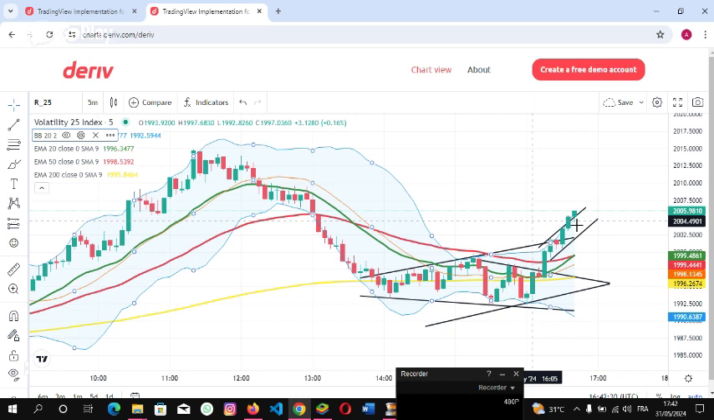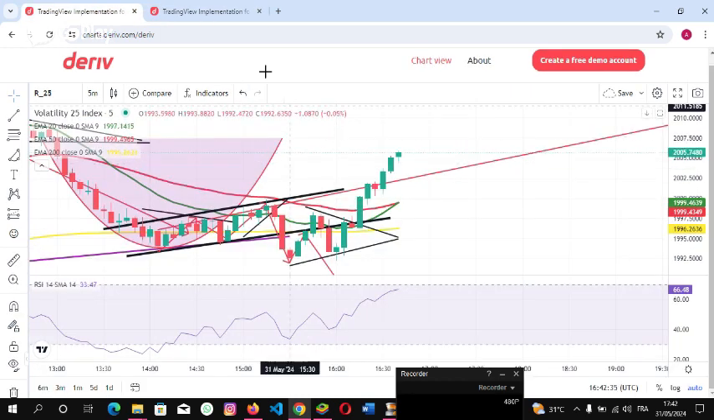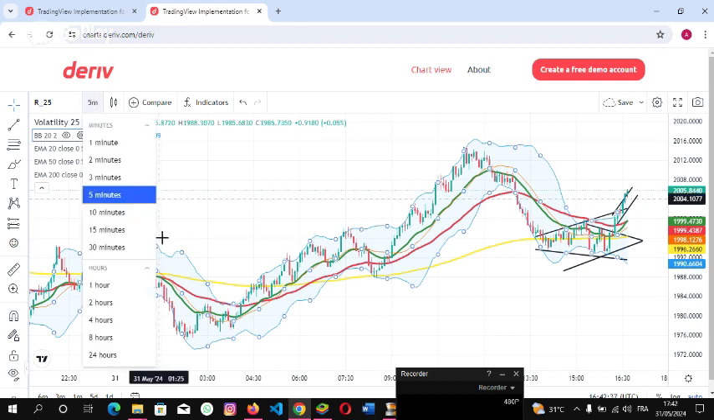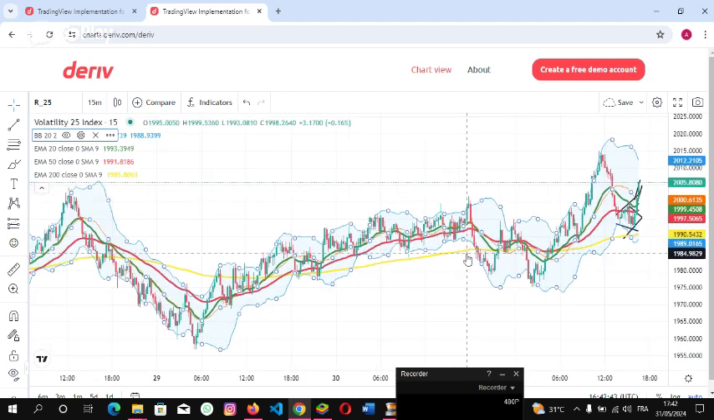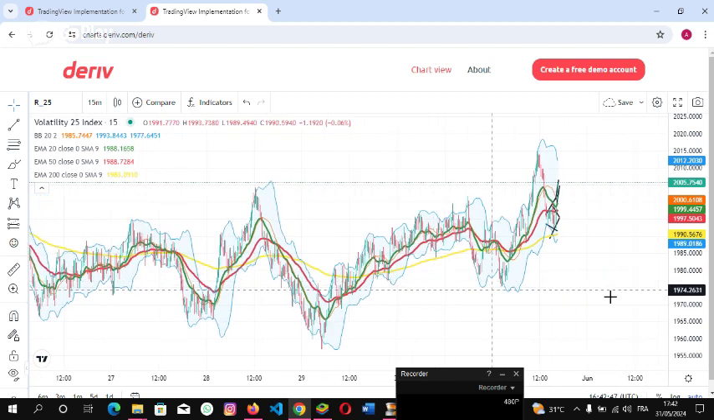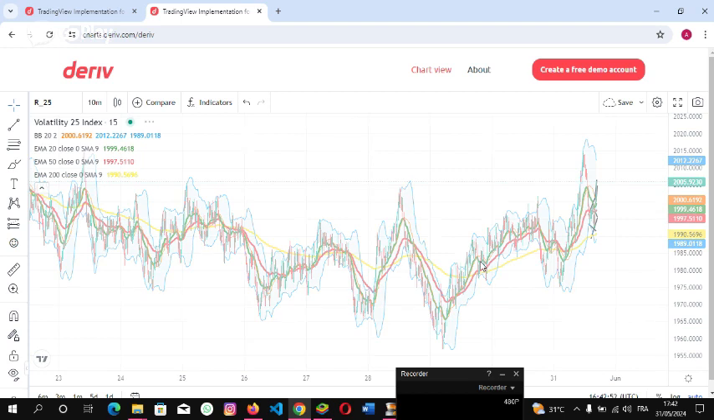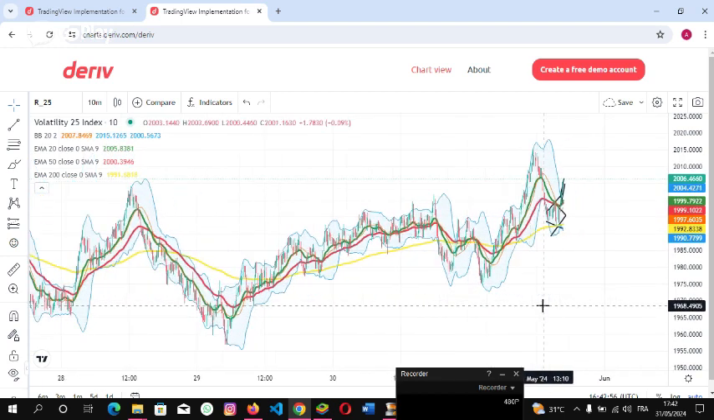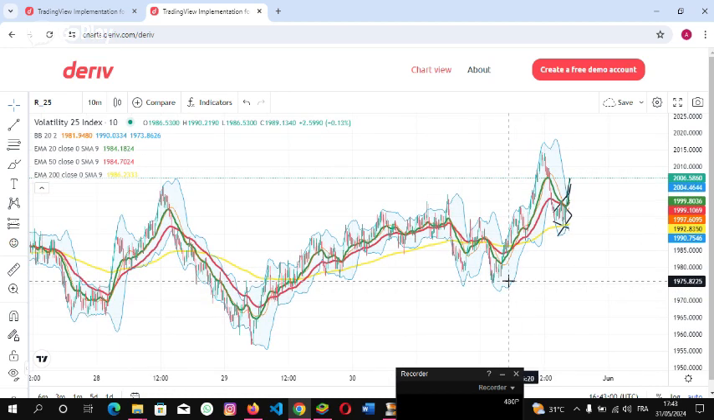Now, what made me take this buy? To begin with, let me go quickly here to the 15 minutes time frame. When I came to this time frame, I could literally see the market in an Elliott wave mode. Clearly you could see, if I go to, let me see, the 10-minute frame here, the 10-minute frame clearly showed us that the market was in Elliott wave mode.